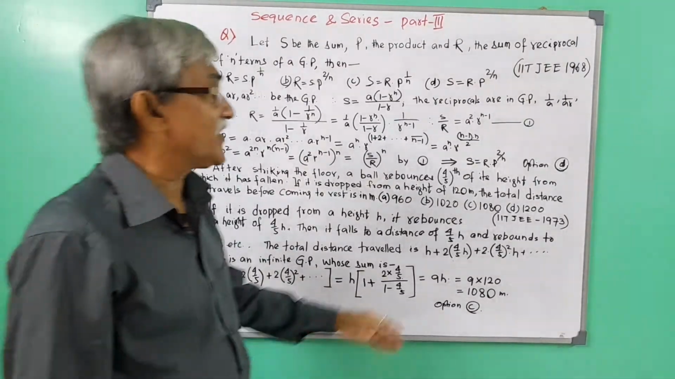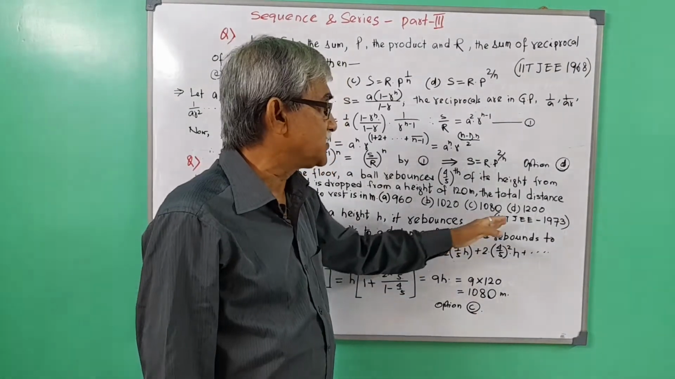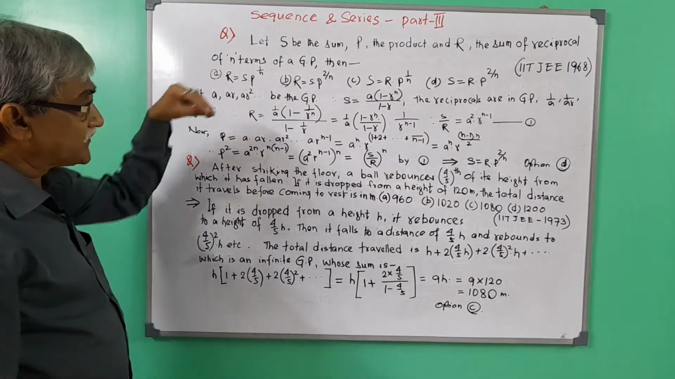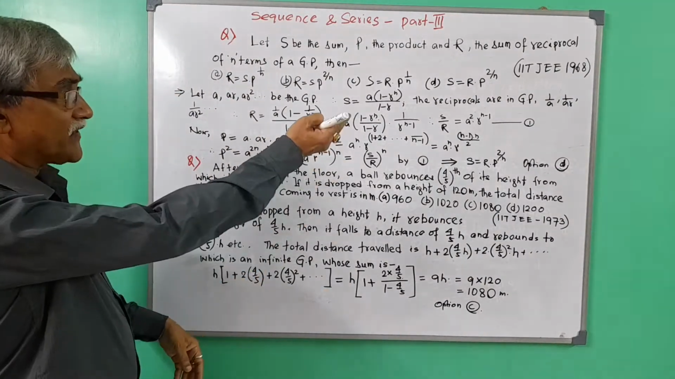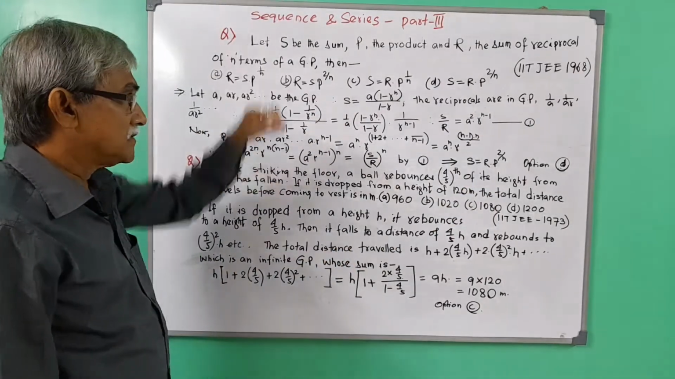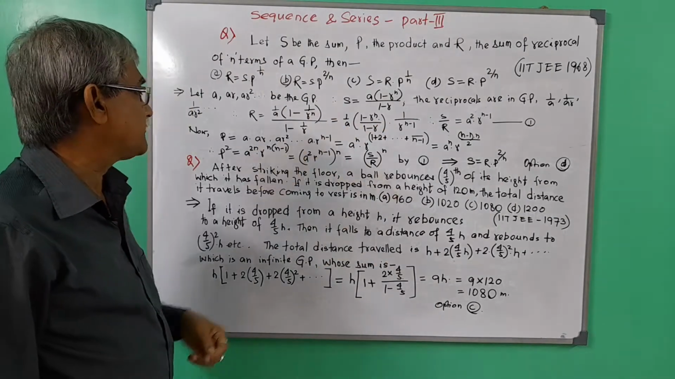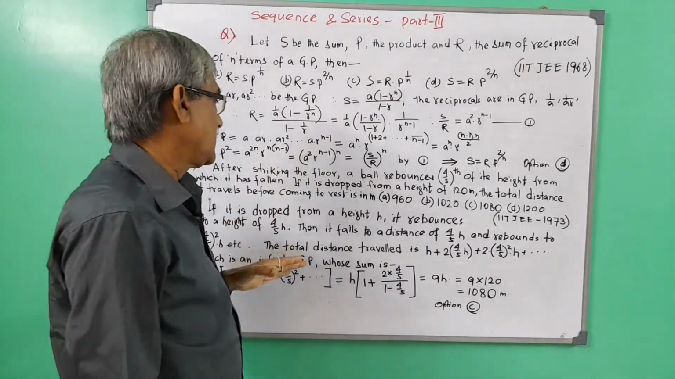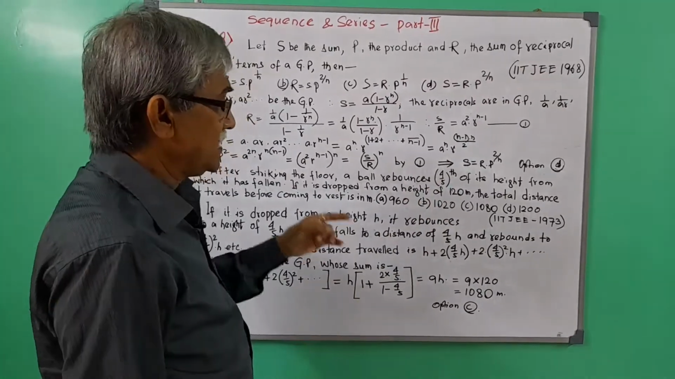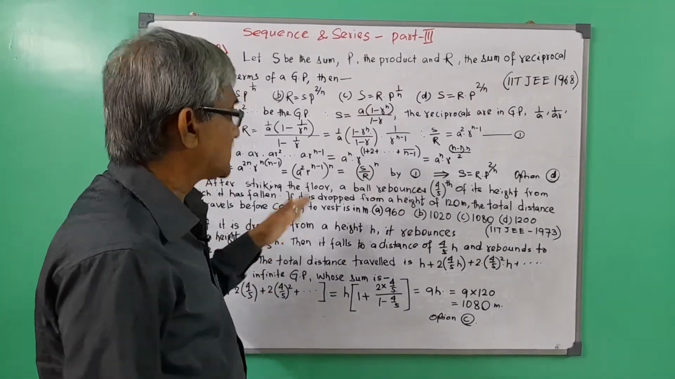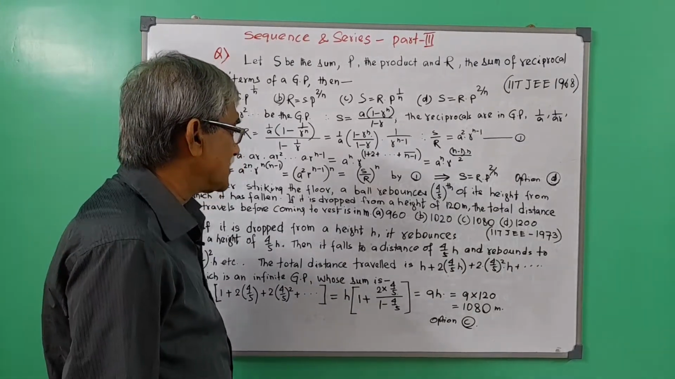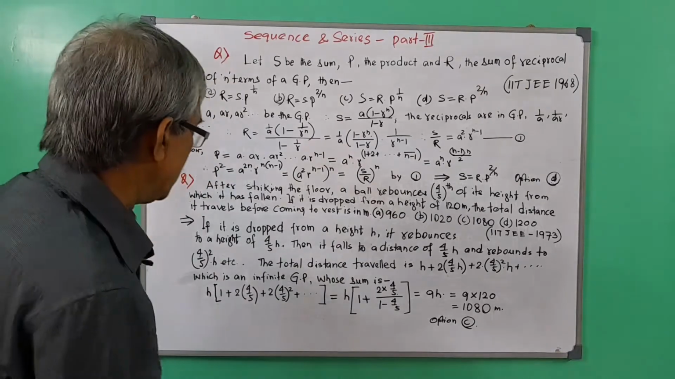Next, let us go to another sum. This is also from the IIT JEE 1973. After striking the floor, a ball rebounds to 4/5 of its height from which it has fallen. From which it has fallen, it has come up to 4/5 of that height. If it is dropped from a height of 120 meter, initial height, the total distance it travels before coming to rest, gradually it will be lesser and lesser in height, in meter is this. 4 options are there.